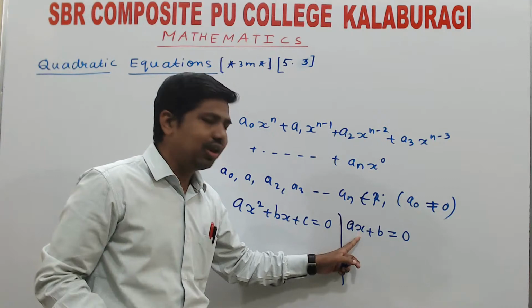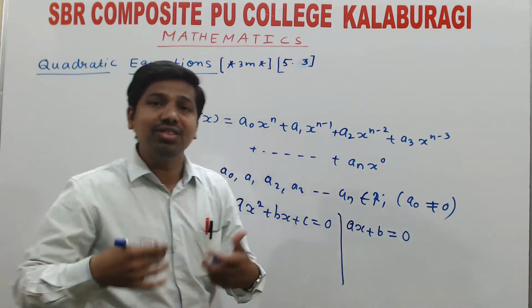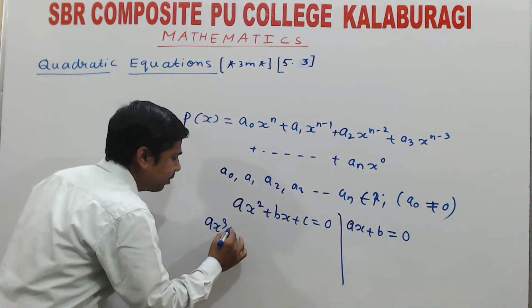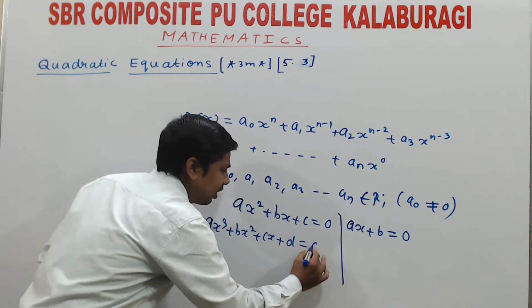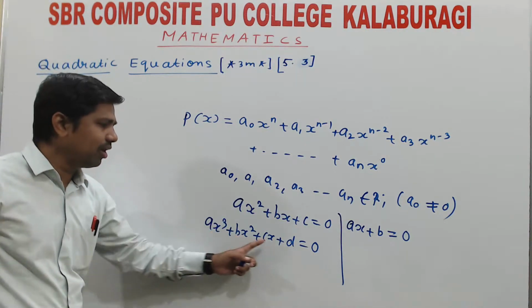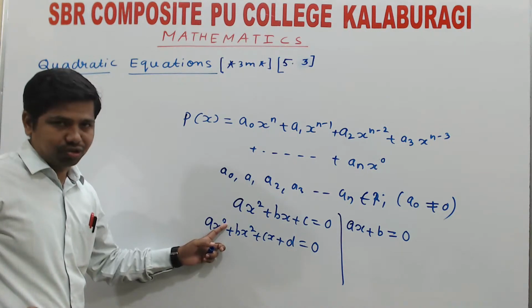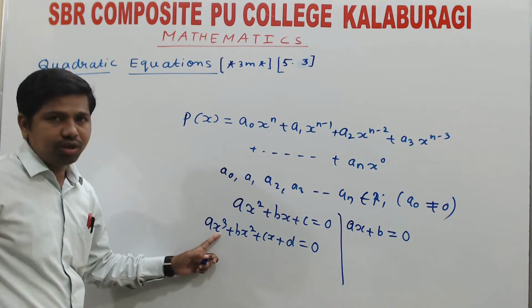Right? So this would be a linear equation. A polynomial equation whose highest degree of the variable is 3 would be a cubic equation. If I take ax cube plus bx square plus cx plus d equal to 0, this is a polynomial equation. What is the variable here? x. What is the highest power here? 3. So that is said to be a cubic equation.